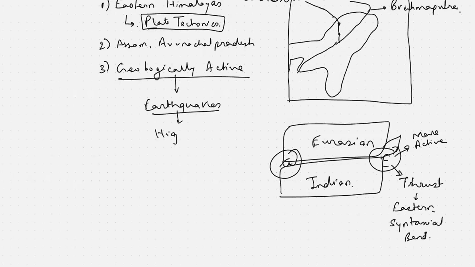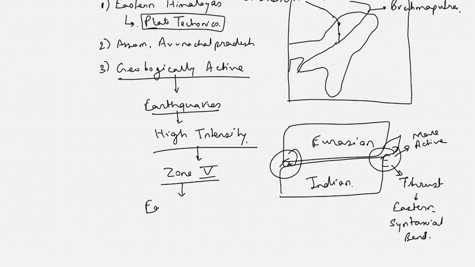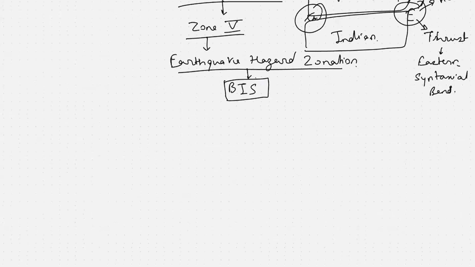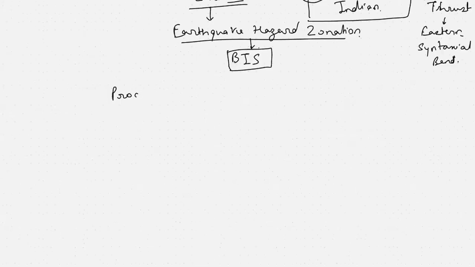Basically, this zone comes under zone 5 under the earthquake hazard zonation. Under the earthquake hazard zonation, it is coming under zone 5, and this has been developed by the Bureau of Indian Standards. Now, what we are looking at are the various processes here. First thing, it is a seismically very active zone.